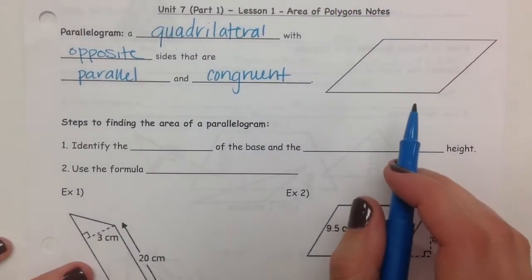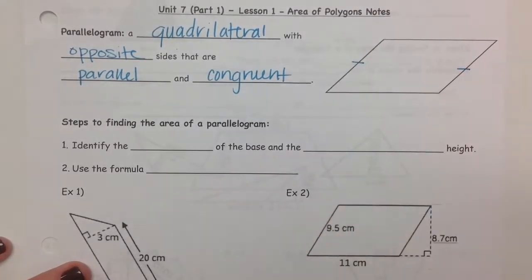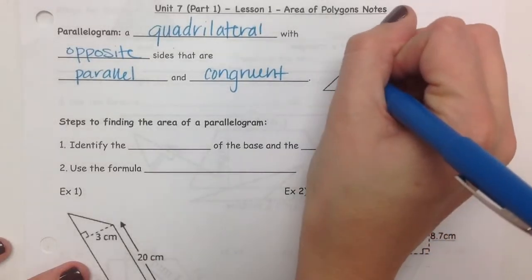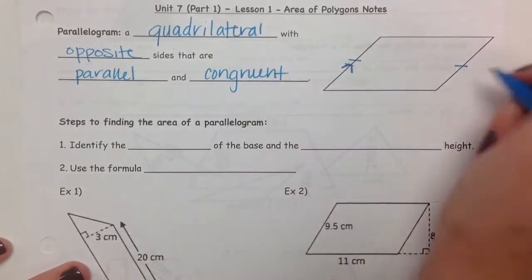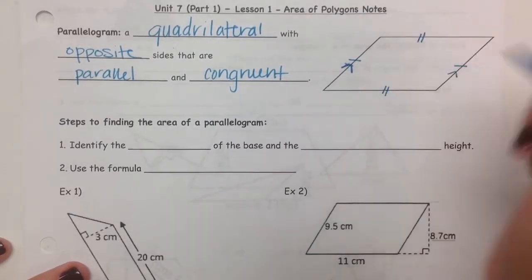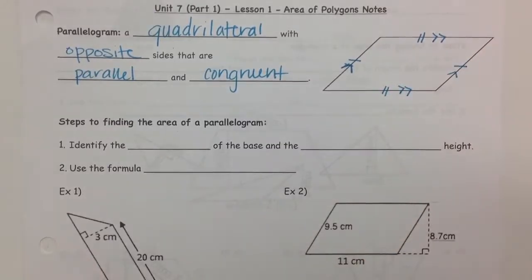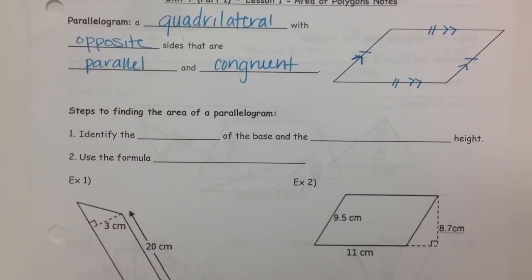So in this parallelogram here, these sides are congruent, so that side's congruent to that side, but it's also parallel, which I'm going to show with a little arrow. And this top side is congruent to this bottom side, and they are also parallel to each other, so they never intersect. So it is two sets of parallel and congruent sides.